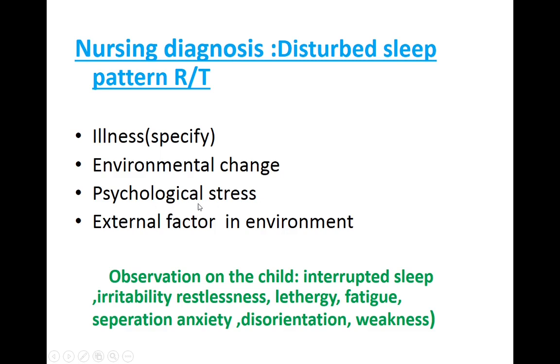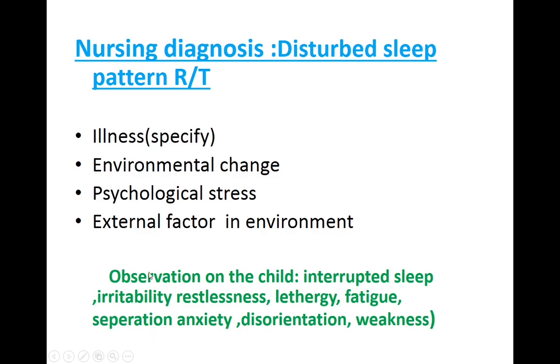Psychological stress. Sometimes what happens? The mother has to attend to a young child at home, and that child, the mother is not able to attend at hospital. So that gives stress to the child. Even though some other figures are there, maybe uncle, auntie, or whoever, the usual caretaker or the mother is not there. Because of that, the child might be having the stress, and may not be able to sleep. External factors in the environment. Some other work is going on somewhere, and that is disturbing. Because of that also the child is not able to sleep.